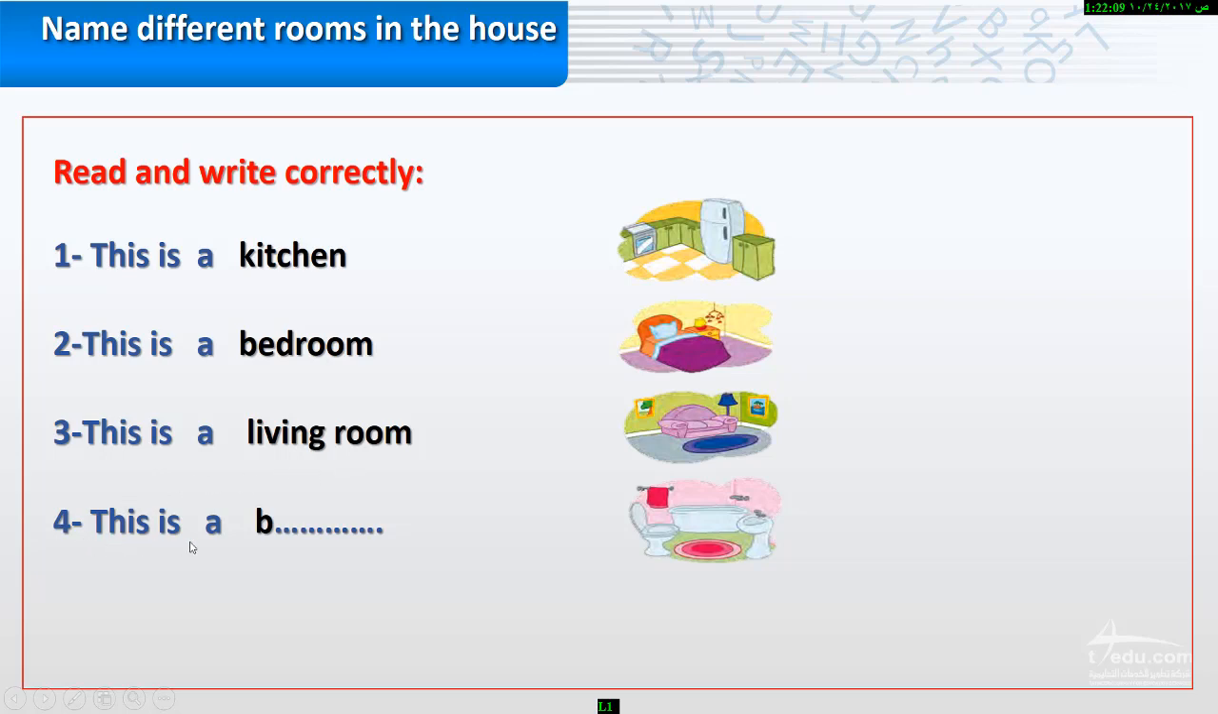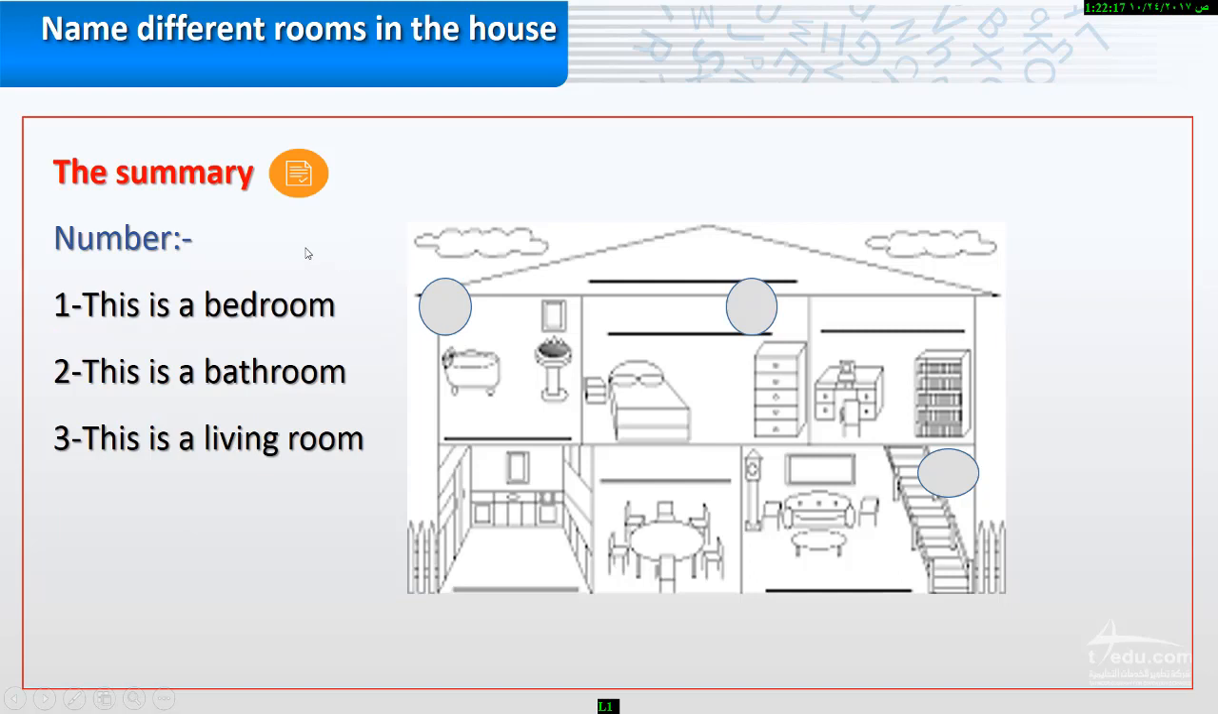Number four. This is a taking shower. Bathroom. Very good. This is a bathroom. Now we've reached the summary. Put the correct number in the correct picture. You will choose the correct answer, the correct number, and put it in the correct picture.